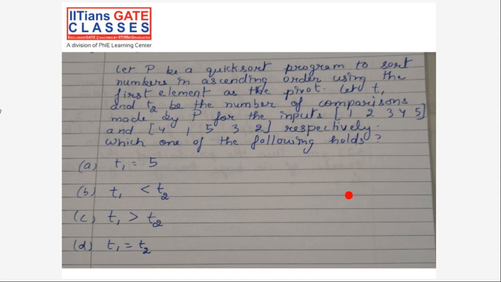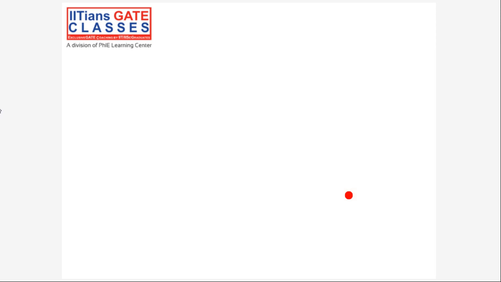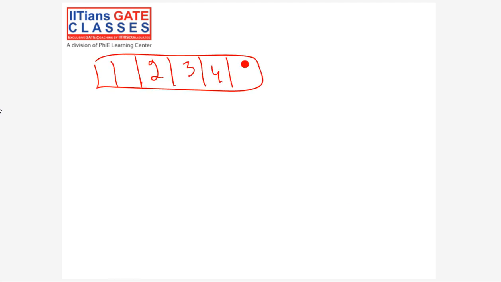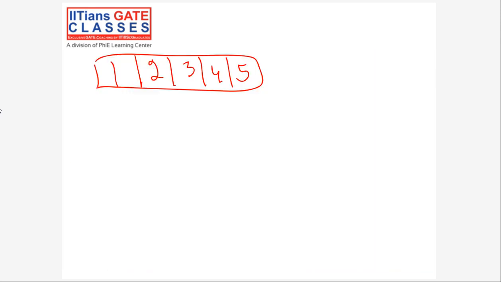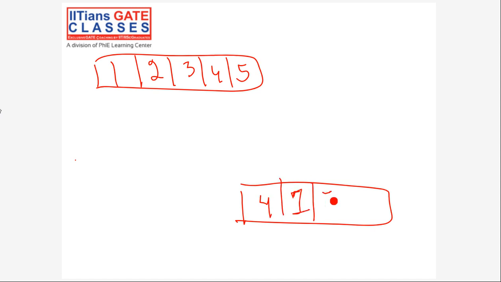Okay, so in this question, let P be a quicksort program to sort numbers in ascending order using the first element as pivot. Let T be the number of comparisons for these two inputs. Which of the following holds? So I have two arrays. The first array is 1, 2, 3, 4 and 5. The second array is 4, 1, 5, 3, 2. Now they are saying you pick the first element as the pivot element.